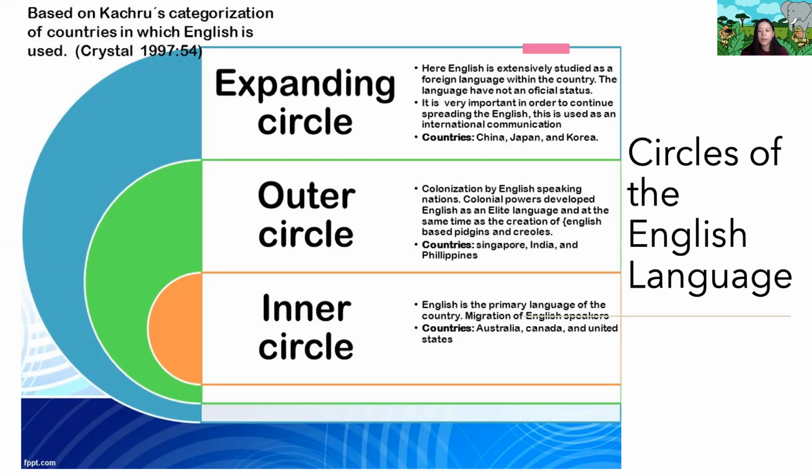The last domain is the expanding circle, in which English is extensively studied as a foreign language. Specifically, in the social context, English is not used for daily communication. This domain includes China, Japan, and Korea. I was wanting to say that these 3 countries share many similarities in terms of English education.